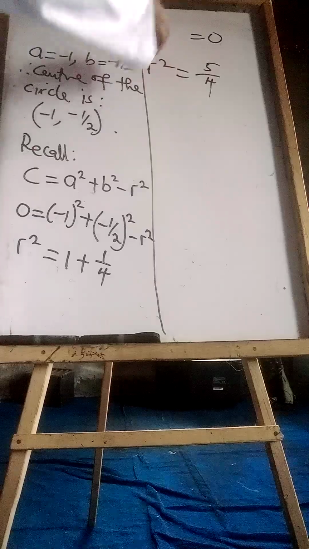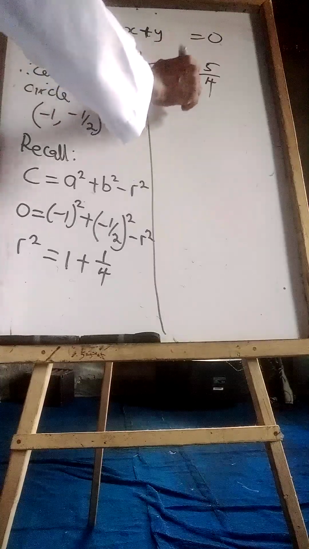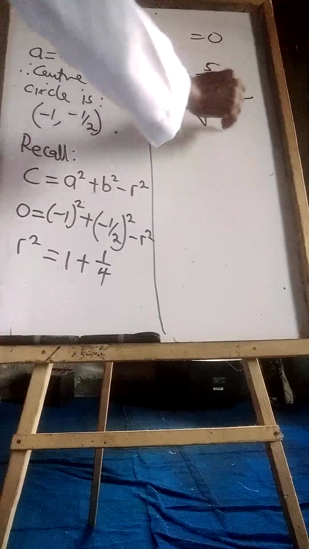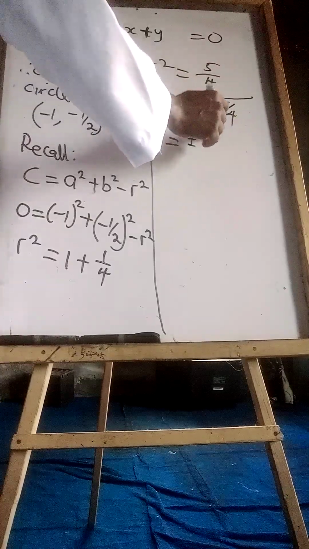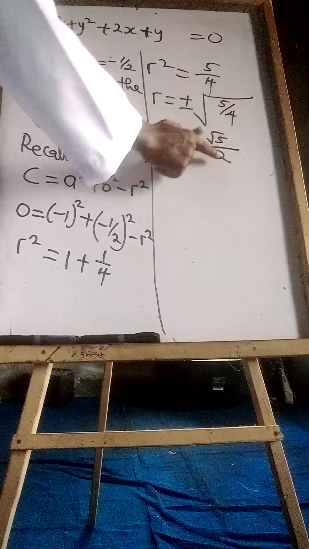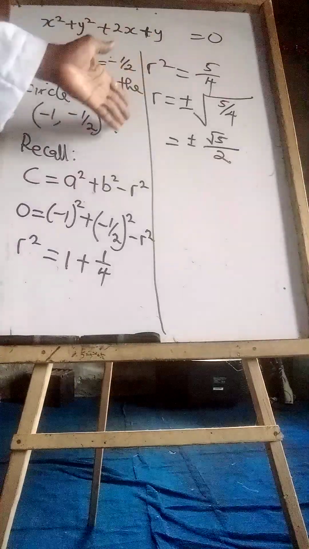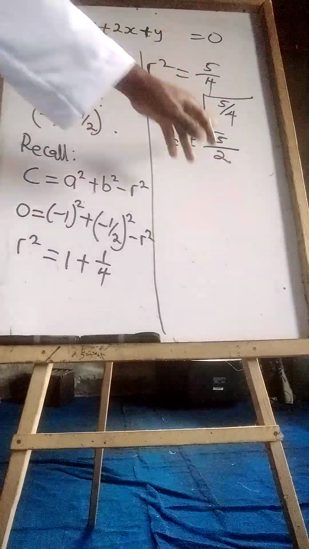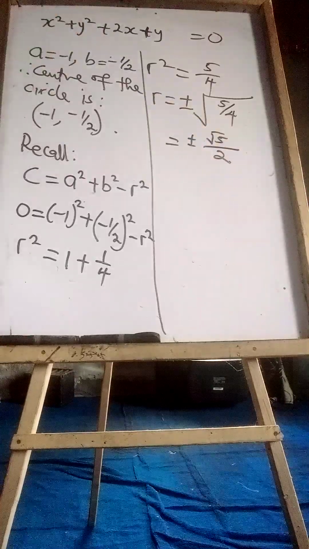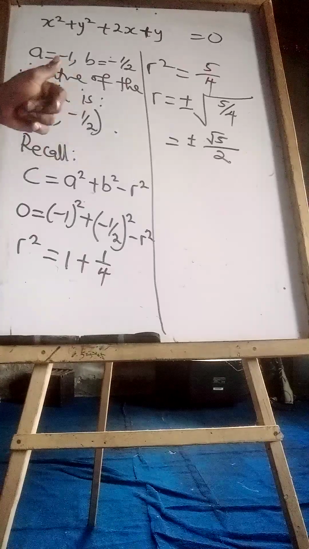And you square root both sides. That means you are going to get r is equal to plus or minus root 5 over 4, which is equal to plus or minus root 5 over 2, because the square root of 4 is 2. So we have been able to prove that the radius of the circle is root 5 over 2, while the center we were asked to find is negative 1 comma negative half.